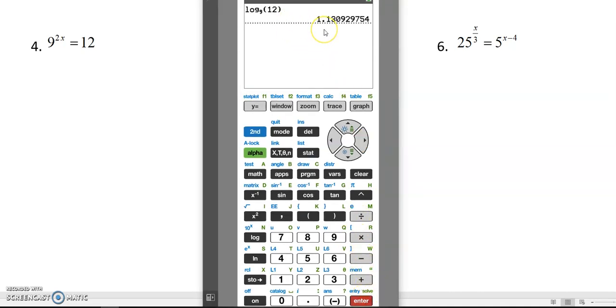And I get this decimal. Alright, so this is what log base 9 of 12 is. And it was equal to 2x. So I'm just going to say divided by 2. Okay?